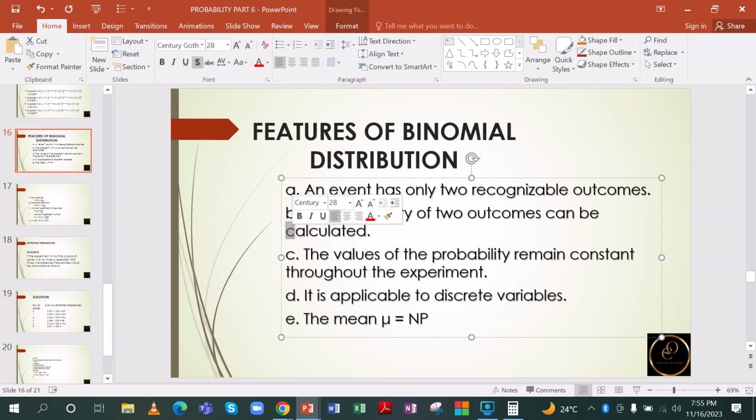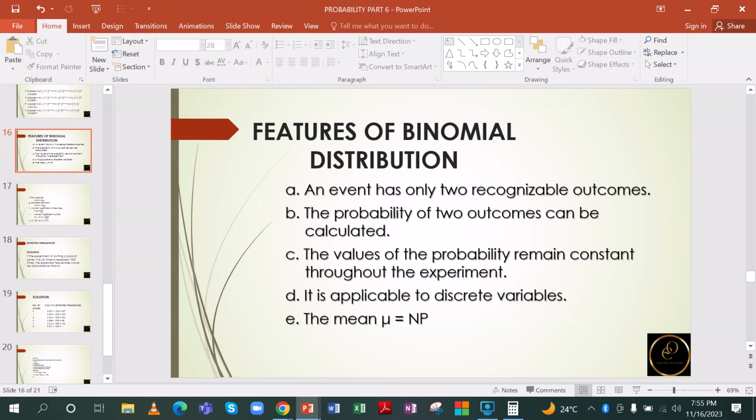Again, here we are saying that it is applicable to discrete variables. What are discrete variables? Those variables which occur in jumps, like counting numbers. Those are discrete variables.